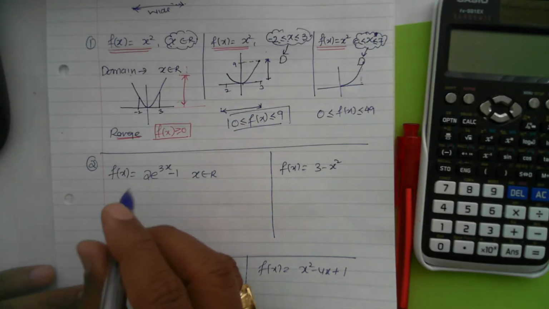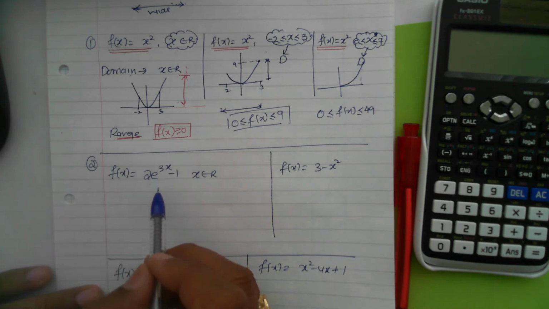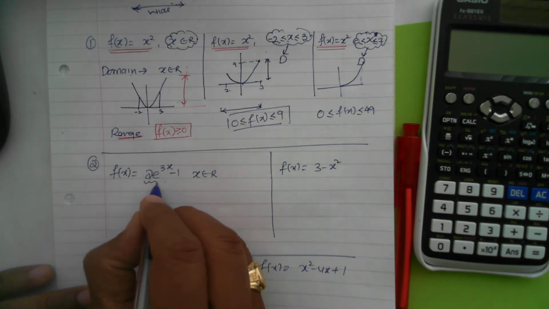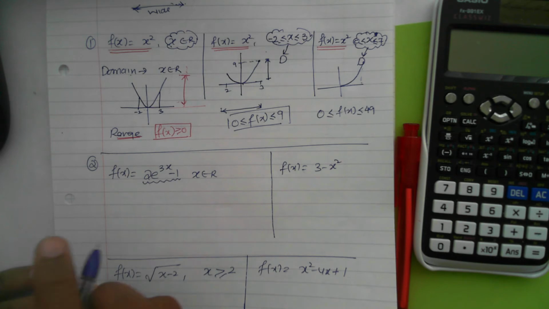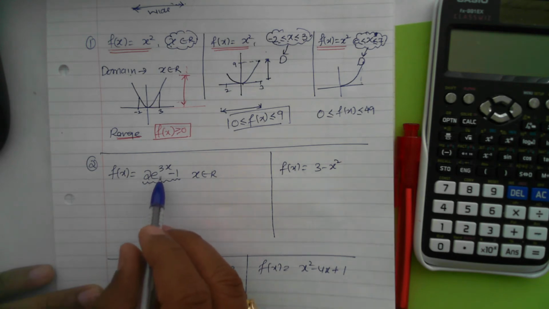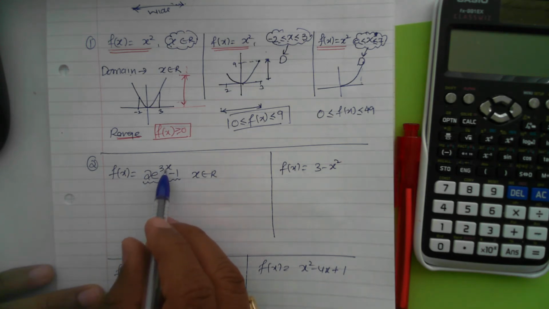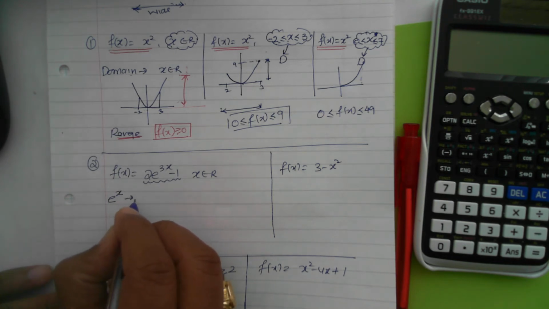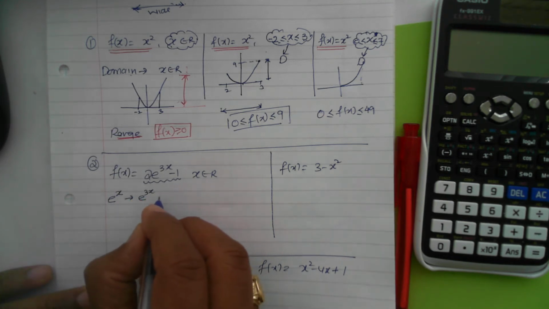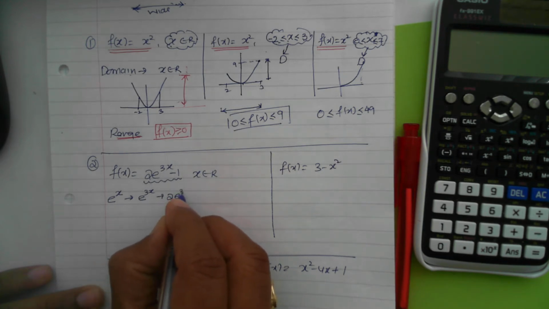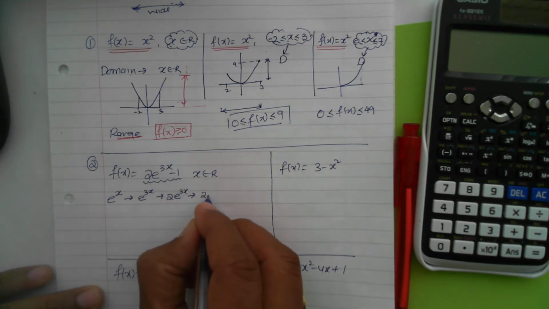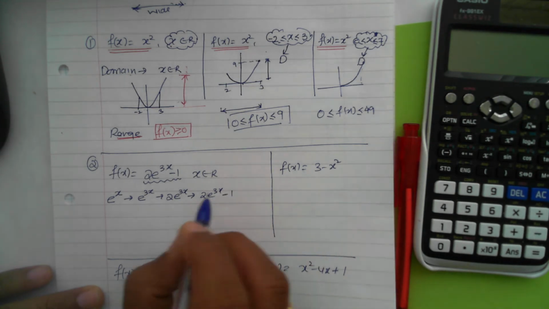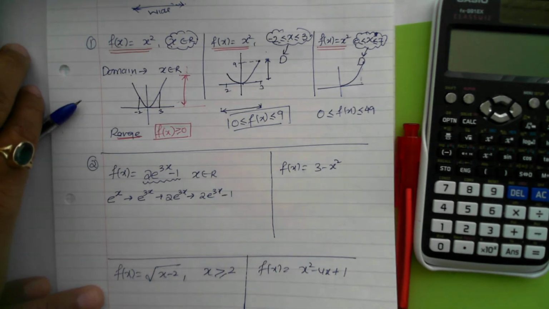All right, the next question, we do this one. This is something you've learned already in the first year course, how we draw the graphs of these. There's a transformation of functions. The basic curve is e to the power x, then you do e to the power 3x, then twice e to the power 3x, and then you finally do 2e^(3x) minus 1. I would advise all of you to pause the video and sketch the curve yourself.